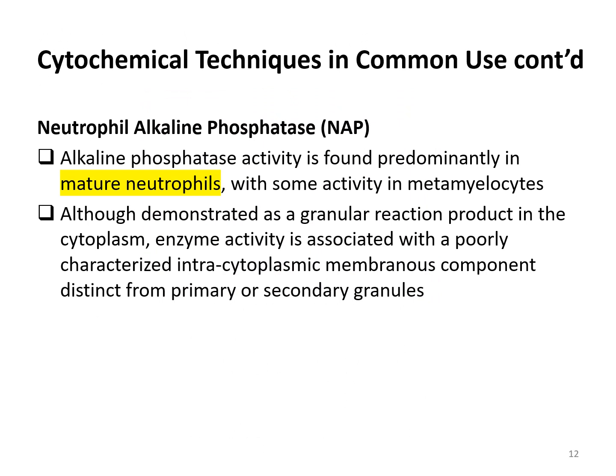Another one is neutrophil alkaline phosphatase. This is used in the identification of alkaline phosphatase activity in mature neutrophils and some metamyelocytes. Although this will demonstrate a granular reaction in the cytoplasm, there will also be intracytoplasmic membranous components that are distinct from the primary or secondary granules. So aside from the granules themselves being stained, it will also stain other substances within the cytoplasm.